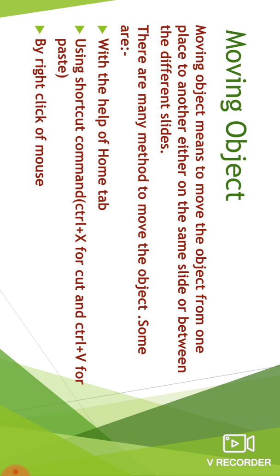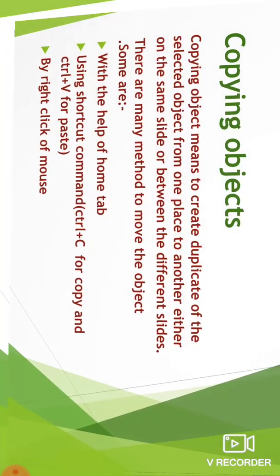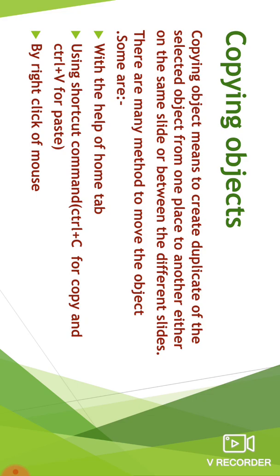So here three methods I told you. These three methods are the same for copying an object. Means with the help of the home tab, select the object that you want to copy, then go to the home tab. This time select the copy option, then go to the new location where you want to copy the object, then go to the home tab, and this time select the paste option. Then your object will be copied from one place to another place.